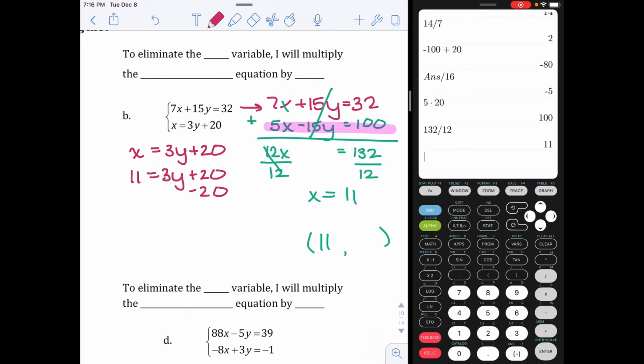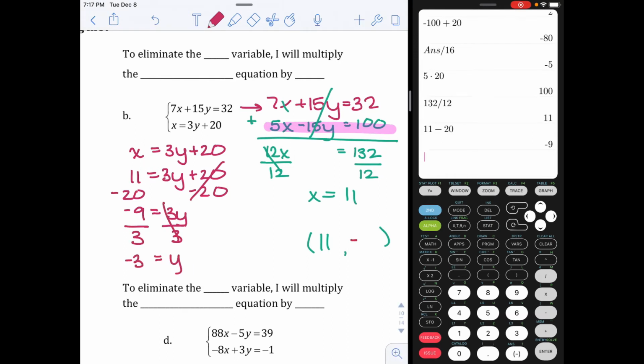So let's subtract 20 on both sides. I'm going to double check what that is. 11 minus 20, negative 9. Awesome. Goes 3y. Divide both sides by 3. And we get y is equal to negative 3. And I'm going to put that into my coordinate, my mature answer.